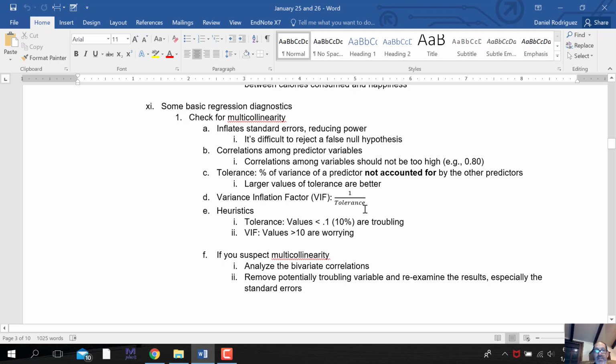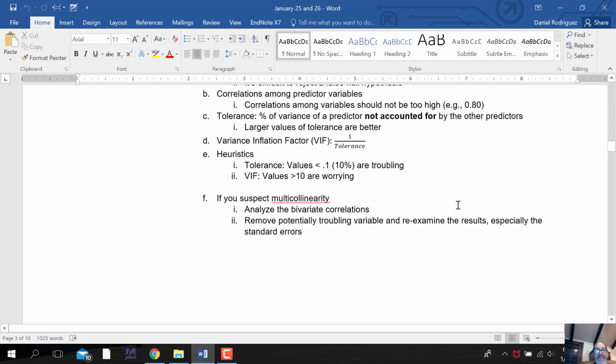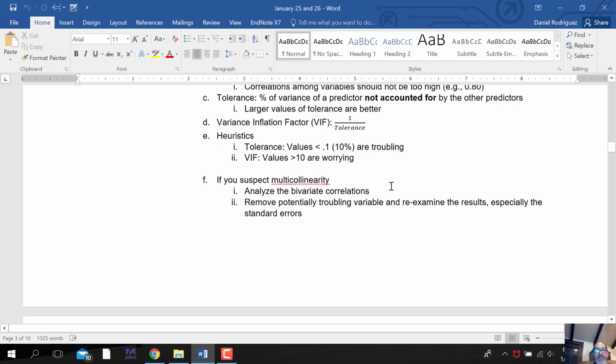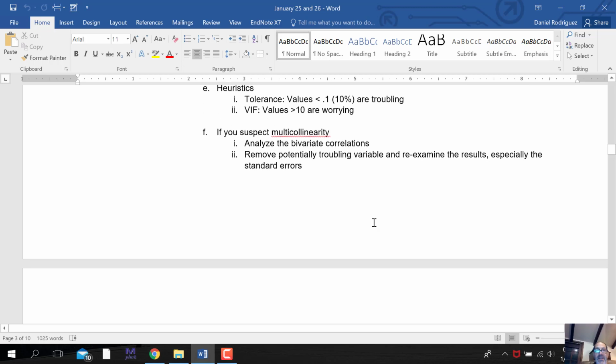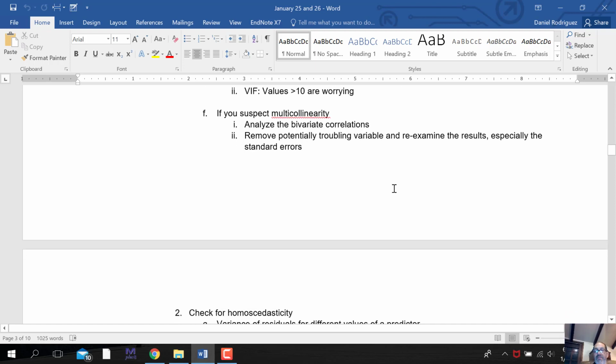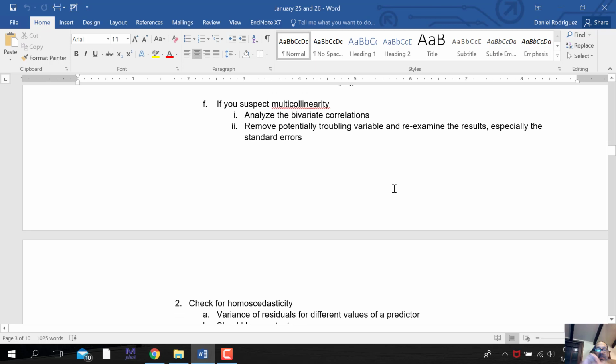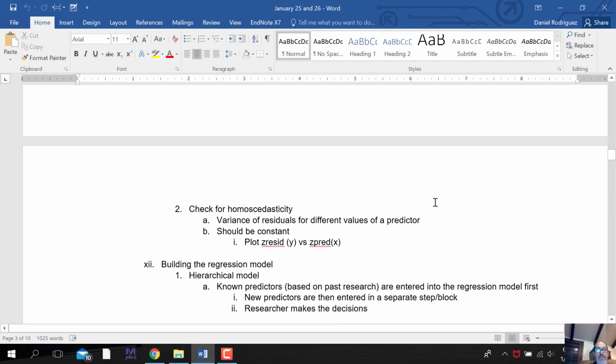So obviously we want the VIF to be small instead of large. And here are some heuristics: tolerance values less than 0.1 are troubling, and VIF values greater than 10 are worrying. So what do we do if we suspect multicollinearity? We should look at the correlations to see what they're like, and we could remove the variable that may be troubling and then re-examine the standard errors to see what happens to them. Again, there was a good example in the IDRE link, the UCLA link, that I sent you the other day.